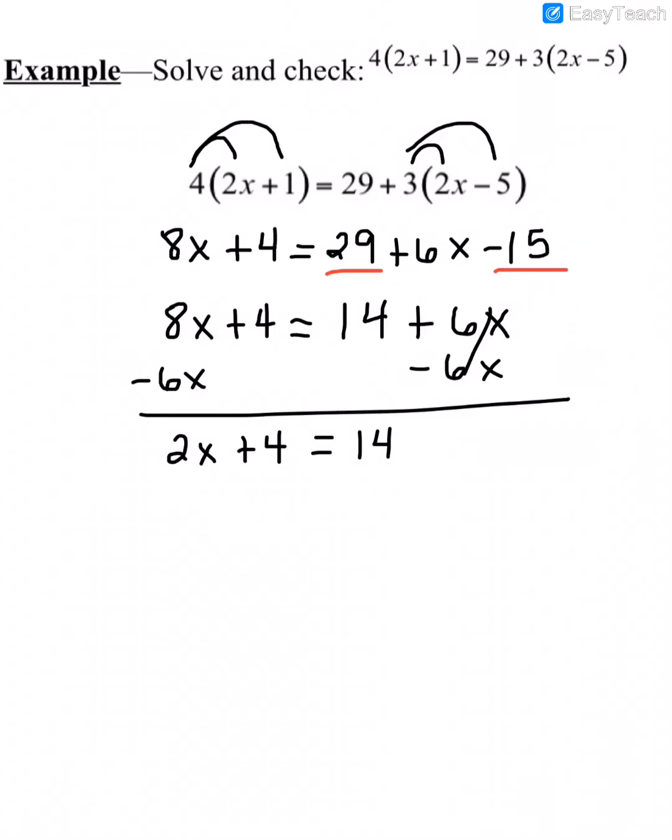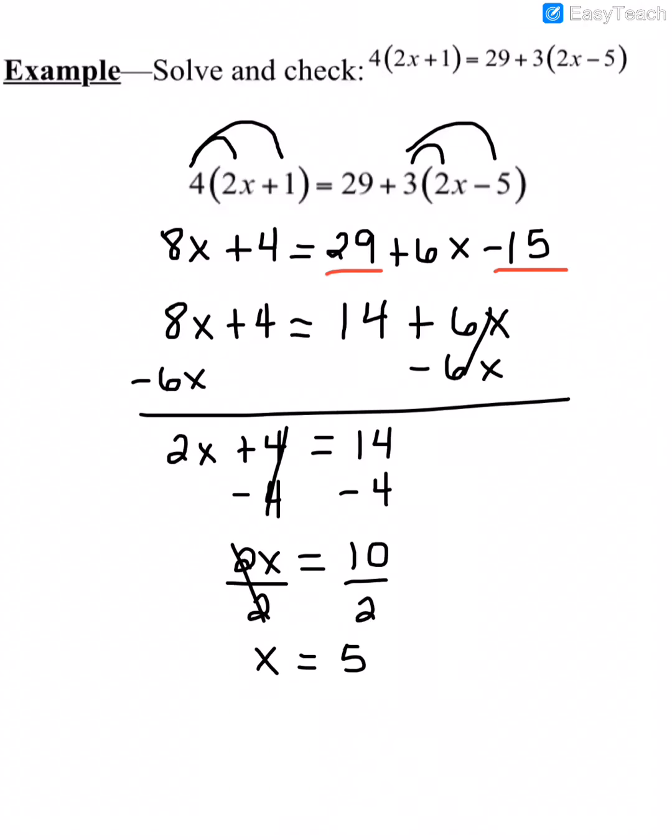Okay, so now I want to try to get the x by itself. I want to isolate the x, so I need to start moving things away from the x. So I'm going to subtract 4 first, and that gives me 2x equals 10. And then I divide both sides by 2, and that leaves me with x equals 5.